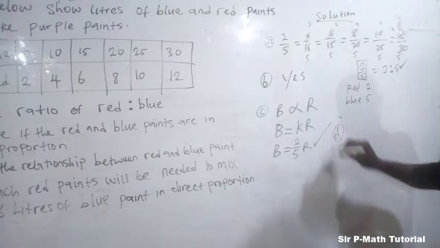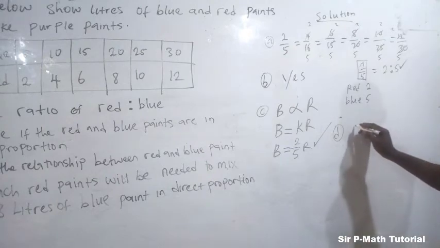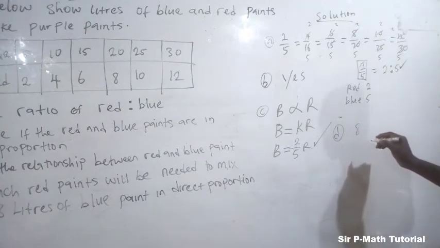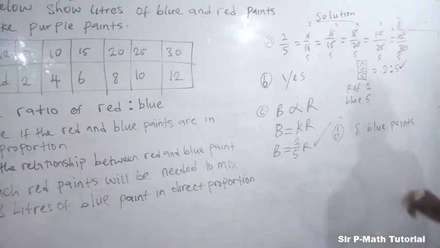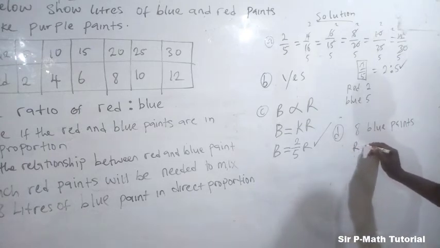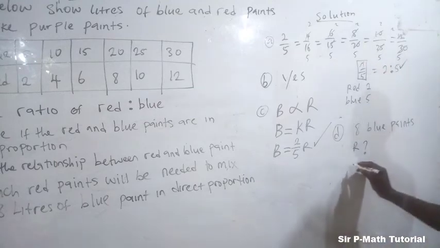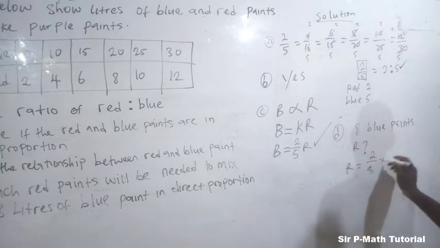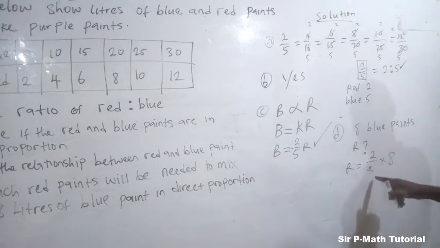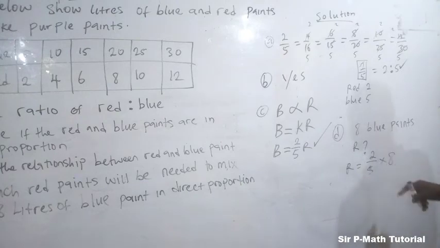Okay, finally, let us solve D. This says how much red paint will be needed to mix 8 liters of blue paint. How much red? If I have 8 blue paints, how many then will I need? So since the rate of change is 2/5, I'll simply say that I'll get R by multiplying 2/5 times 8. If 2/5 acts on any quantity, then the value of the other quantity is dictated.